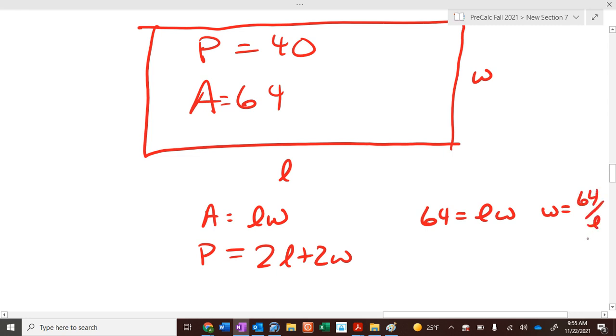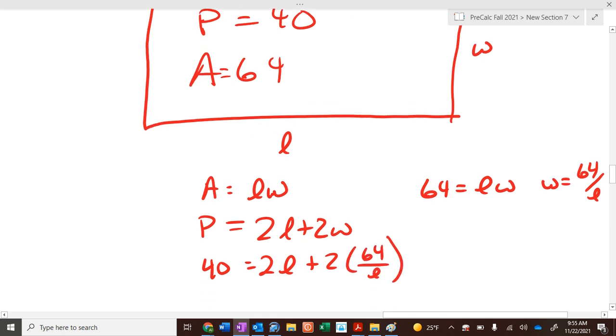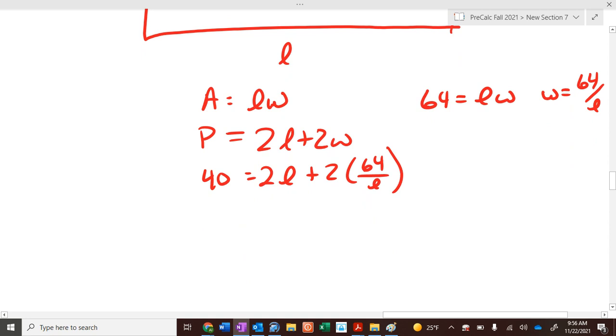64 over L. And then I plug the 64 over L in for W down here. So my perimeter 40 equals 2 times L plus 2 times 64 over L. Okay? So I got to solve this thing somehow. So 40 equals 2L plus 128 over L.